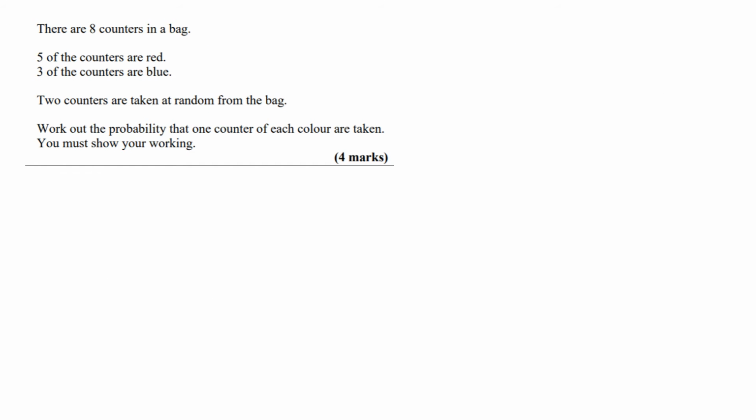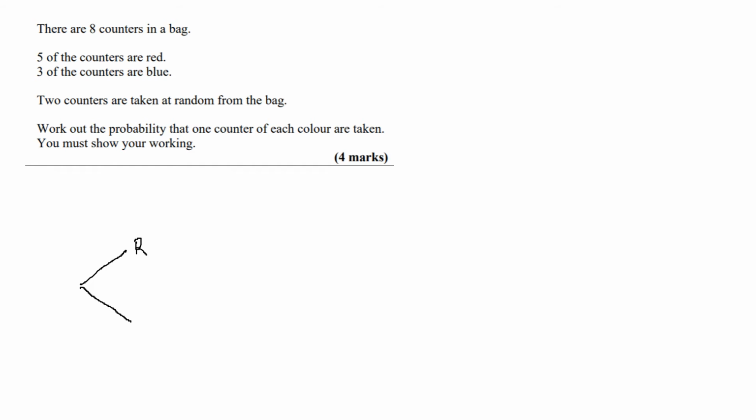Now, there are 8 counters in a bag. 5 of the counters are red and 3 of the counters are blue. 2 counters are taken at random from the bag. Work out the probability that 1 counter of each colour are taken. You must show your working. So I'm going to draw a tree diagram. I've only got 2 options and I'm going to pick 2 counters, so it's a pretty simple situation.